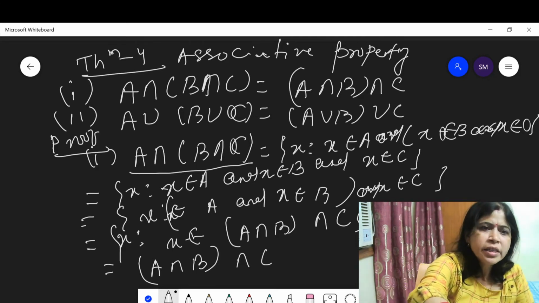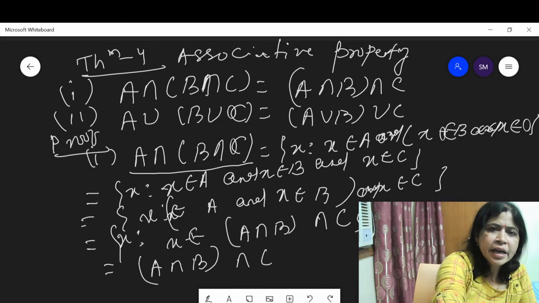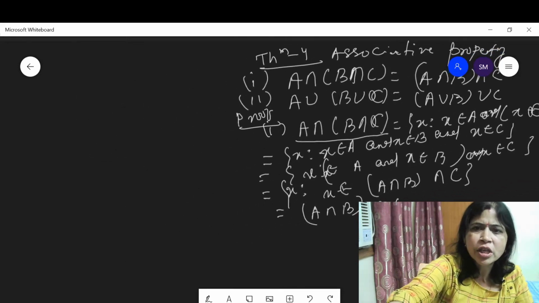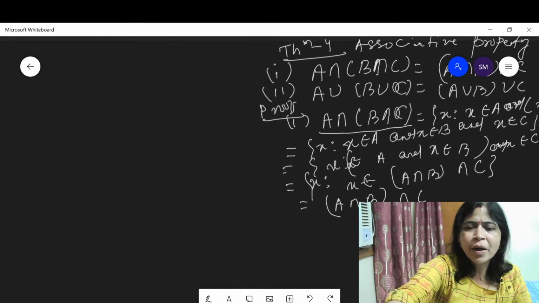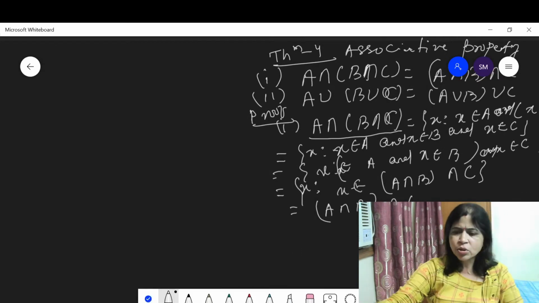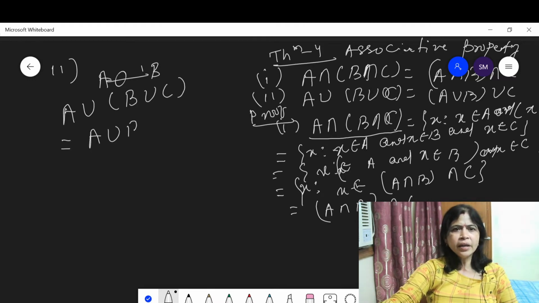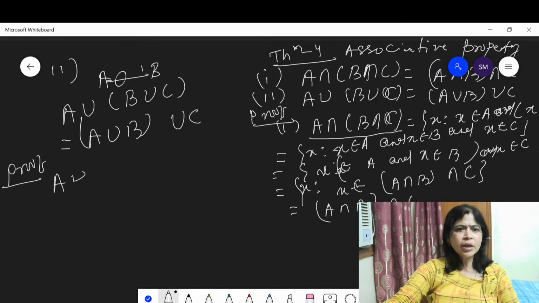Let us prove the second part. The second part is the proof for union. The associative law is also satisfied by the union. The second part says that A union (B union C) is equal to (A union B) union C. Hence, we have to prove this: A union B union C.